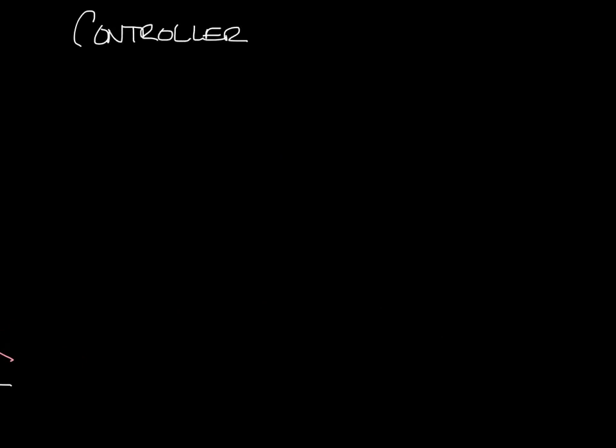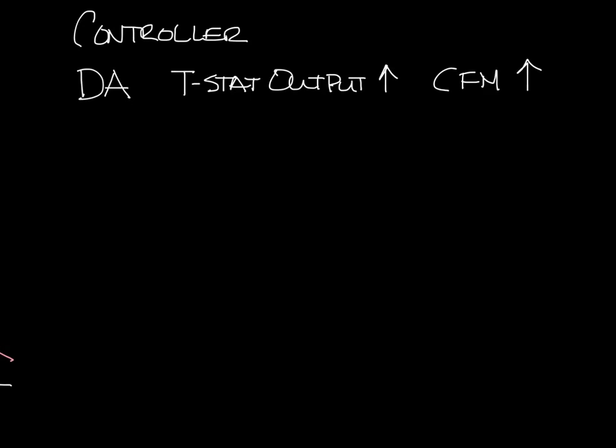In a direct acting reset controller, an increase in thermostat signal would cause the controller to increase CFM. So that would look like this. We'll put temperature rise across the bottom again and CFM up here. You'll have a minimum CFM, it'll modulate, and then you have a maximum CFM.